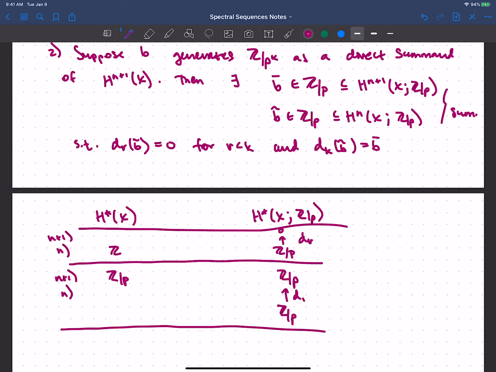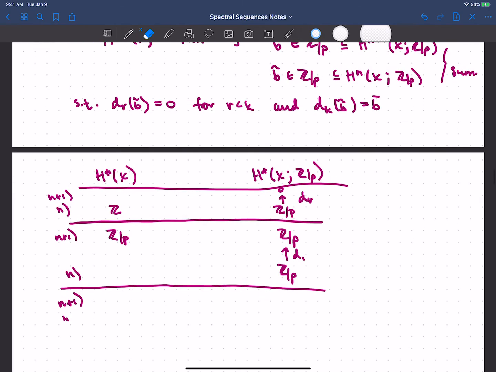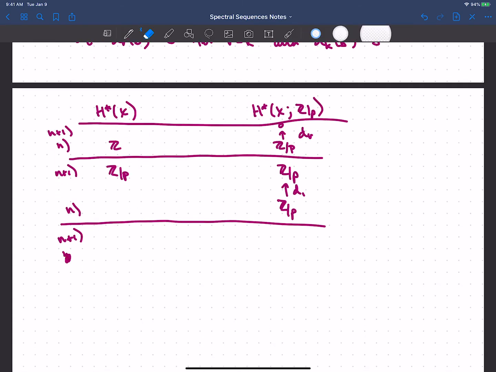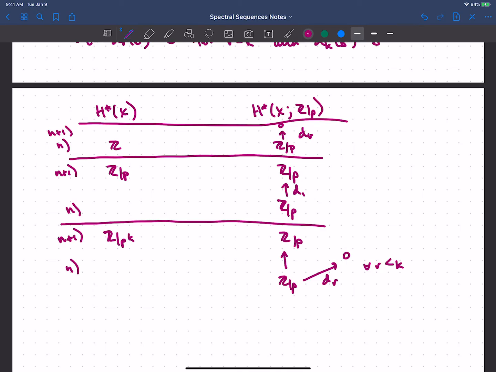Okay, and then how will I tell that that's different from the situation where, struggling with my pencil today. How do I tell that that's different from the situation where I had Z mod p to the k in the cohomology of X? Well, I look over here, and again, I'll have a Z mod p and a Z mod p, but the claim is that I can tell the difference by the differentials. So d_r will go to 0 for all r less than k, and then I'll have a d_k connection here. And this will be an isomorphism. Suppose this is an isomorphism as well. So I just mean I have a non-zero map, right?